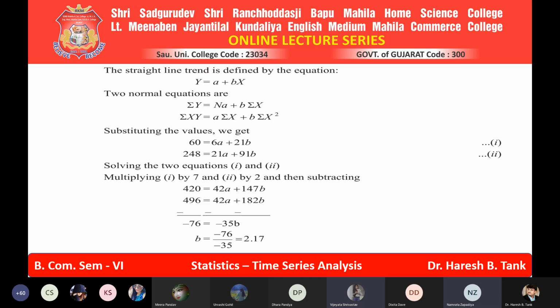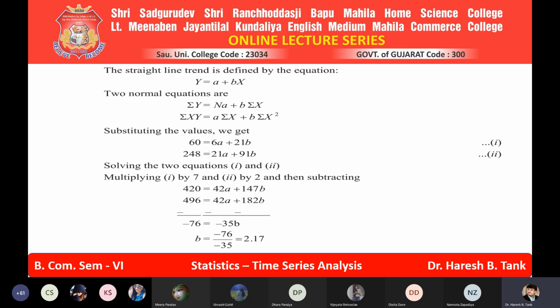Yes, sir. So your value of b is minus 76 upon minus 35. Minus minus becomes plus, and the value of b becomes 2.17. Every one of you, are you getting the value of b as 2.17? Yes, sir. Okay. Now, in any one of these two equations, if you substitute the value 2.17 as b, you will get the value of a.